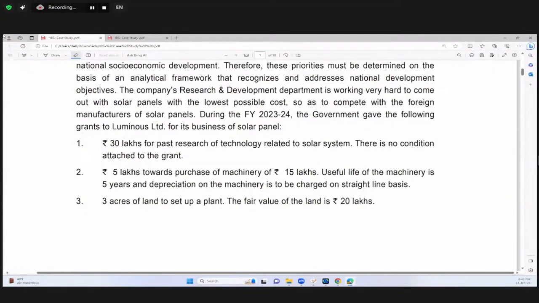In second part, 5 lakh towards purchase of machinery is there, and useful life of the machinery is 5 years, and depreciation on the machinery is to be charged on straight line basis. Here, condition is not mentioned, but an auto condition is there. It is understood that if government is giving a grant related to any non-current asset, it will be used by the entity over the period, definitely more than 12 months beyond the reporting period. So in such a situation, the auto condition is that till the time machinery is used, your grant will be applicable to you. Your accounting for grant is to be taken care of.